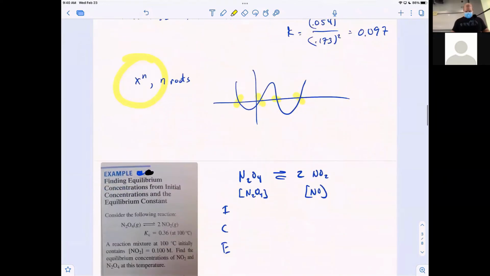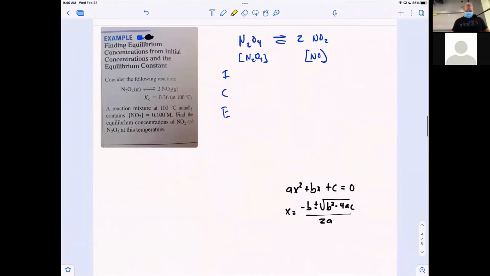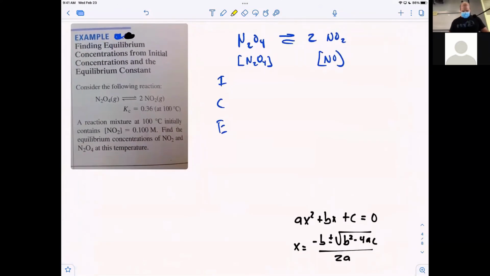So here's one that's a little harder. And I've got to keep my thinking game on because this is a hard problem. Okay.